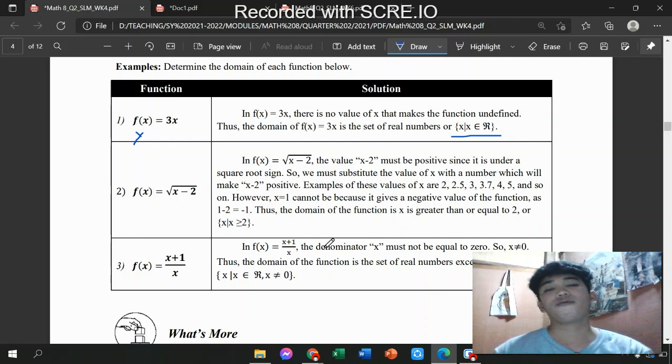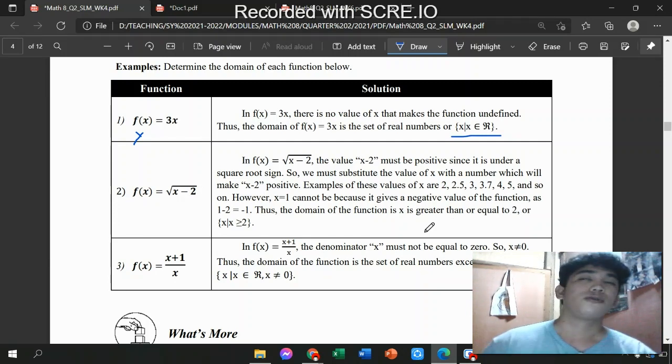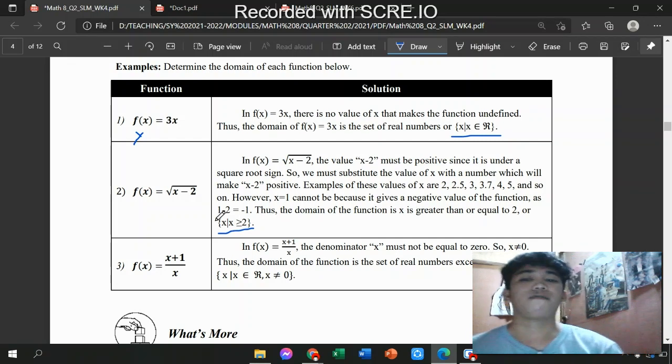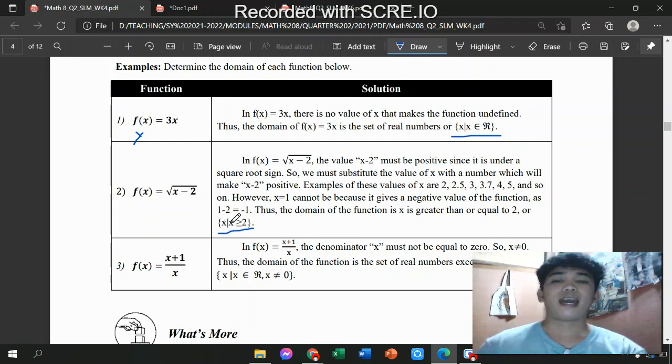So unsa man ang atong domain? The domain of the function is x is greater than or equal to 2. So sa 2 na magsugod, pwede 2 or higher kaysa sa 2, dili ang 1. Mao na ang atong domain. So ingani ang symbol. The set of x such that x is greater than or equal to 2.